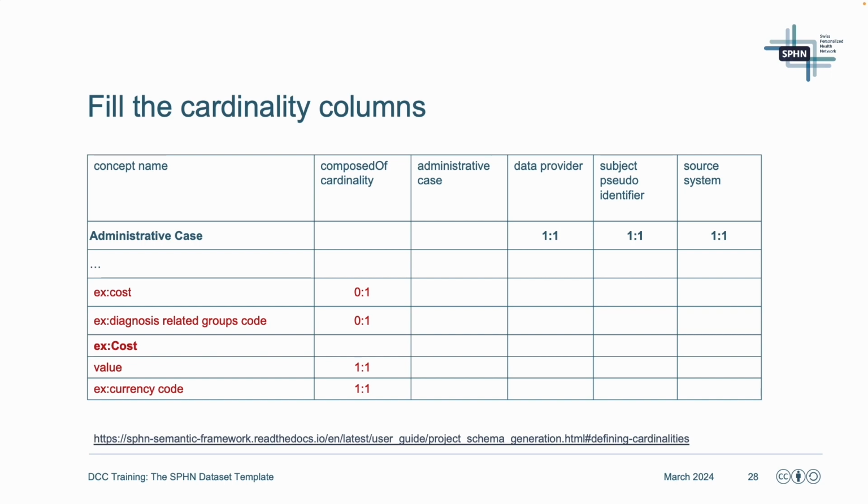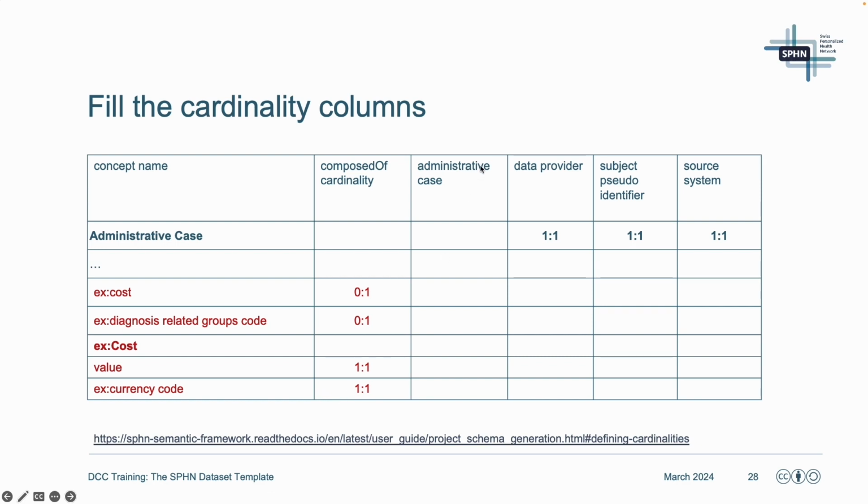Another important aspect is the cardinality, which enables you to indicate restrictions on the amount of instances of the actual data that can be connected to a given concept. We distinguish cardinalities that are related to composed ofs. So in this example, you can see that an administrative case can have 0 cost or at most 1 cost. It can also have 0 diagnosis related group code, or at most 1. Same applies here. The cost actually has necessarily 1 and only 1 value and 1 currency code.